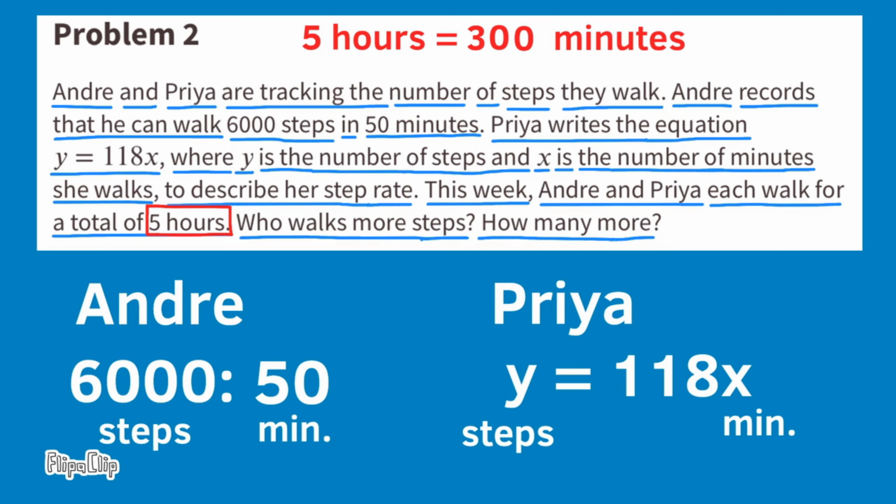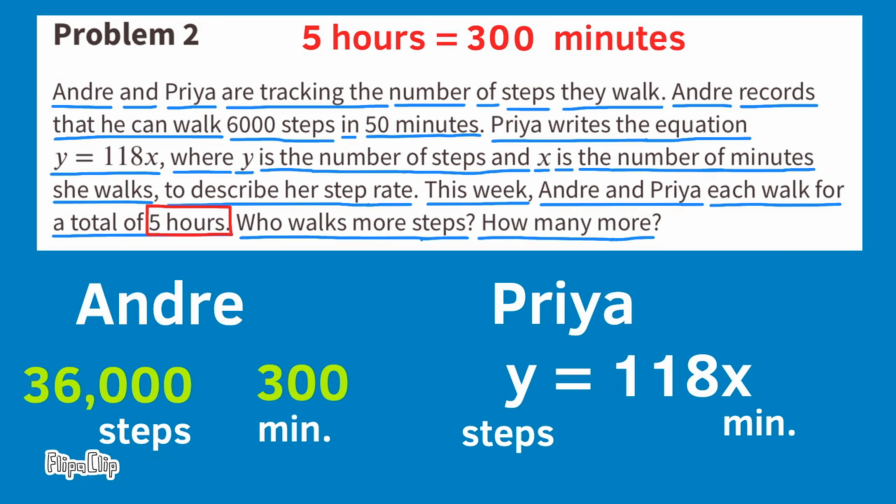300 minutes divided by 50 minutes equals 6. So I know that 50 times 6 equals 300. Since we multiplied the number of minutes by 6, we need to multiply the number of steps by 6. 6,000 steps times 6 equals 36,000 steps. For Andre, that's 36,000 steps in 300 minutes, or 36,000 steps in 5 hours. In Priya's equation, x represents the number of minutes, and since she's going to be walking 300 minutes, we need to multiply 118 times 300 minutes.